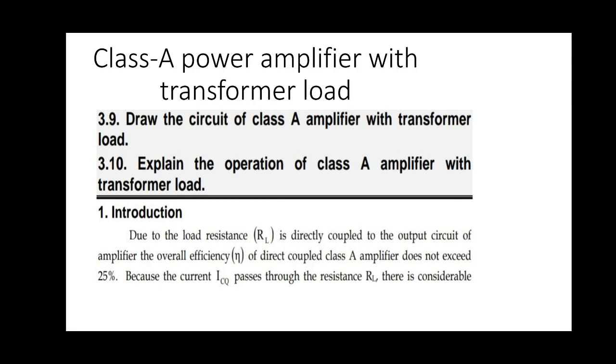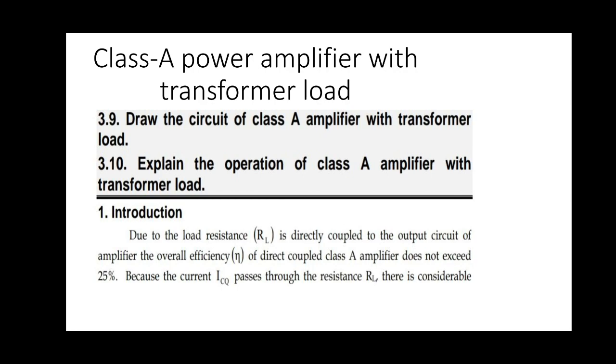The disadvantage of the class A power amplifier with resistive load is the power loss across the collector resistor. The main disadvantage is poor efficiency, that is 20%. For improving efficiency, we use a transformer instead of the collector resistor.